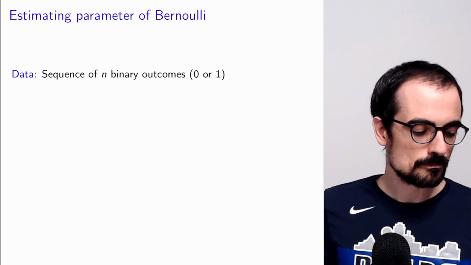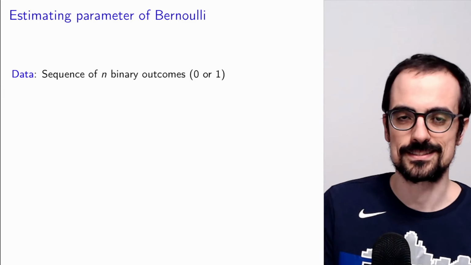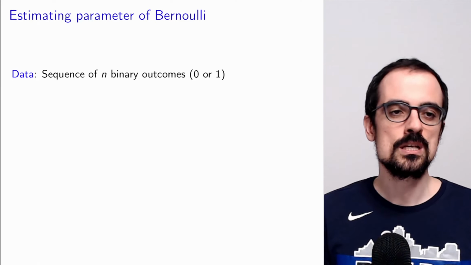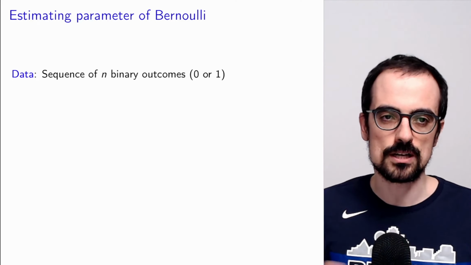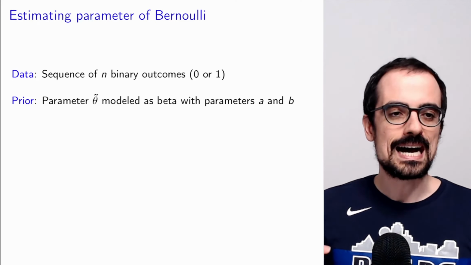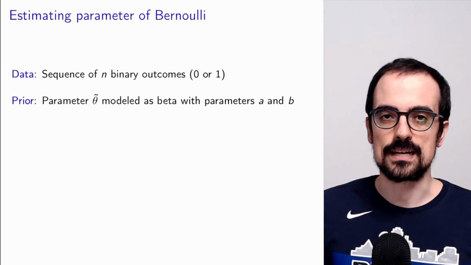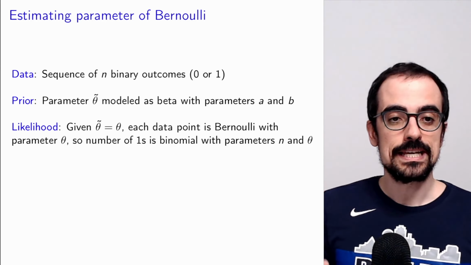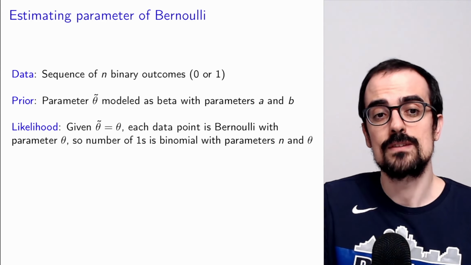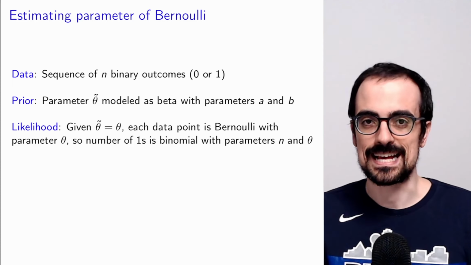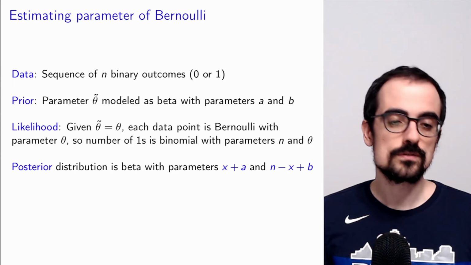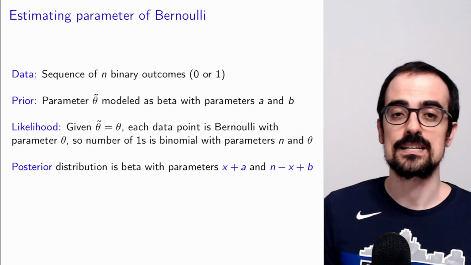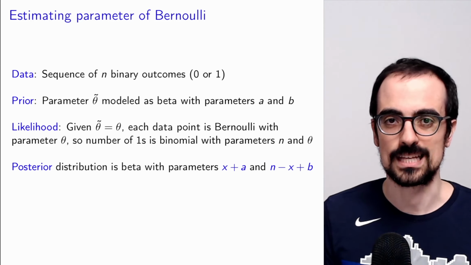In our example, first let's just make sure that we know what we have just proved, and then we will look at the example. So we have a sequence of n binary outcomes that can be 0 or 1. And the prior is beta with parameters a and b. And the likelihood is Bernoulli or equivalently binomial with parameters n and theta. Then what we have proved is that the posterior distribution is beta with parameters x plus a and n minus x plus b, where x is the number of ones that we observe in the data.